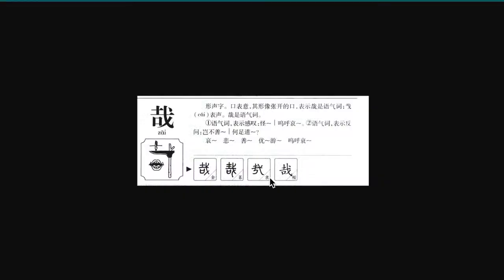So this 在. Now this one you can see that it looks like... so this one you can see that it's 财生. Okay, so this 财 and then there's a mouth over here. Okay, and so to mean that this is some kind of interjection.